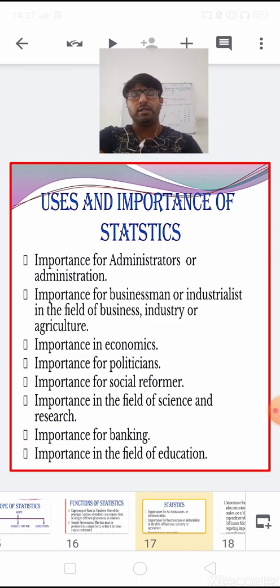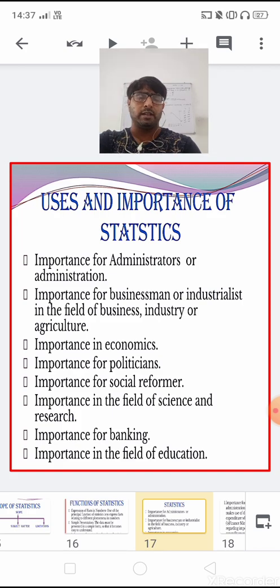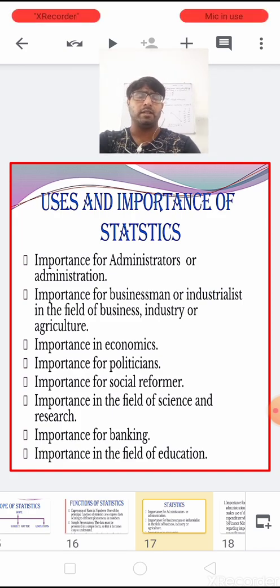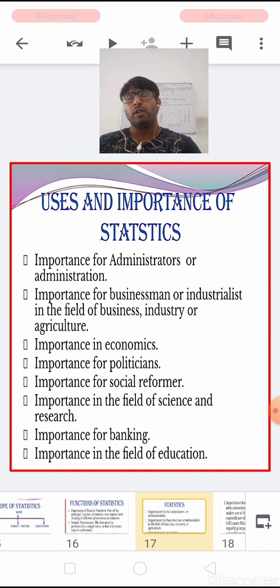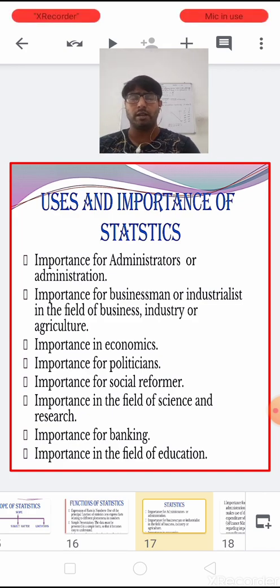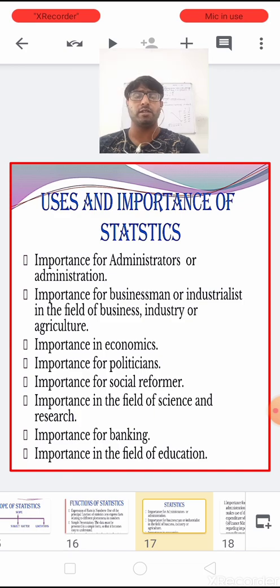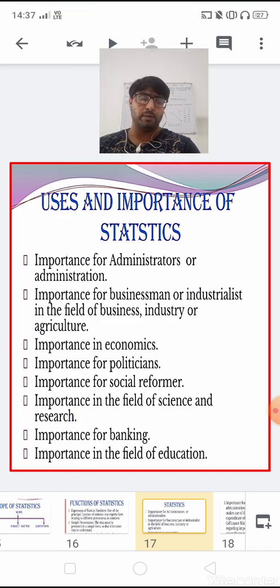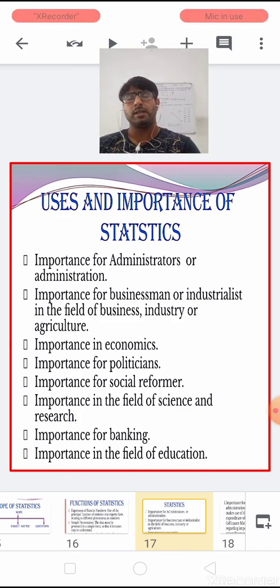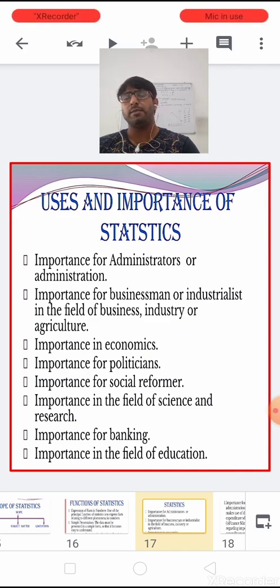Next, we are going to learn the uses and importance of statistics. We collect data, then on the basis of the collected data we make classification, and then we present it in a most useful way. This is called statistics, and it is very important for administrators or administrations. Statistics has the same importance for business, industry or agriculture.